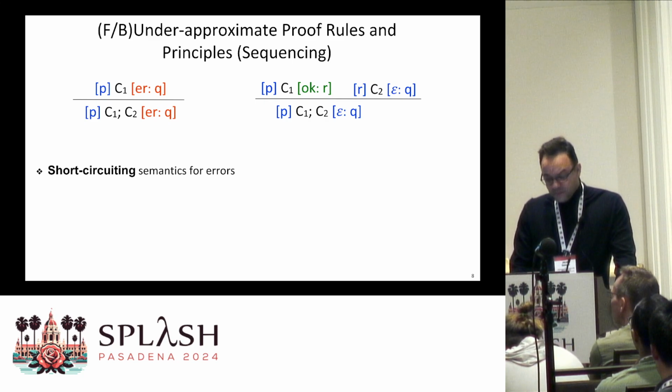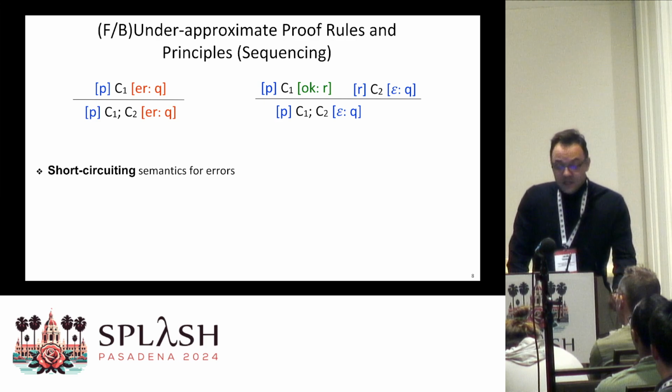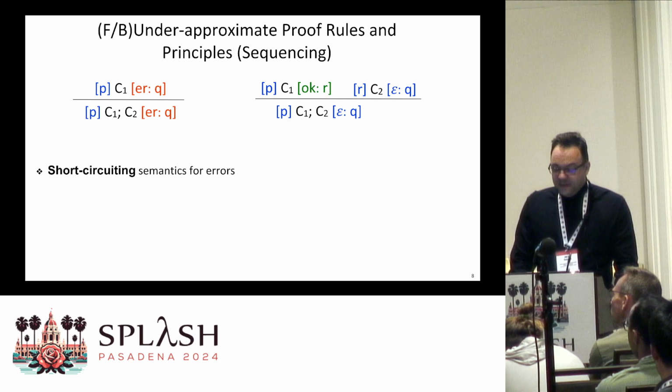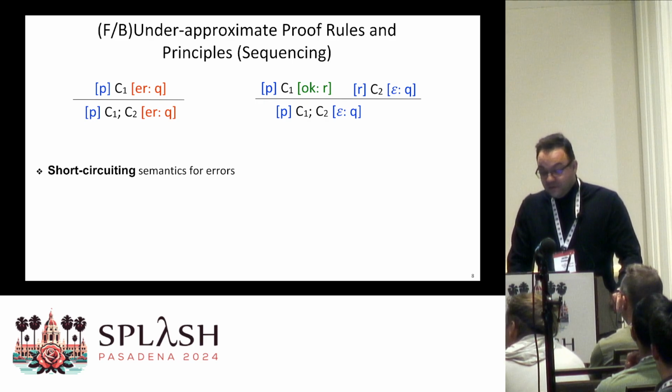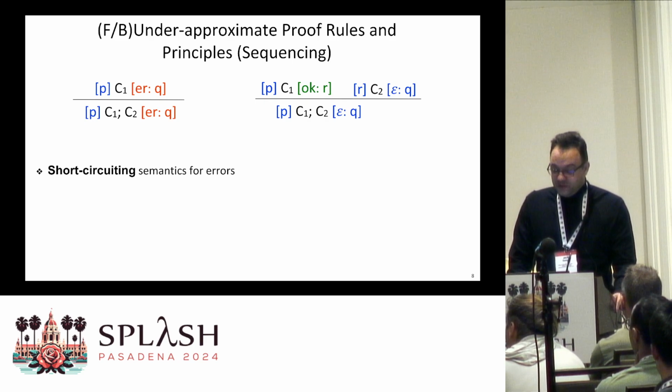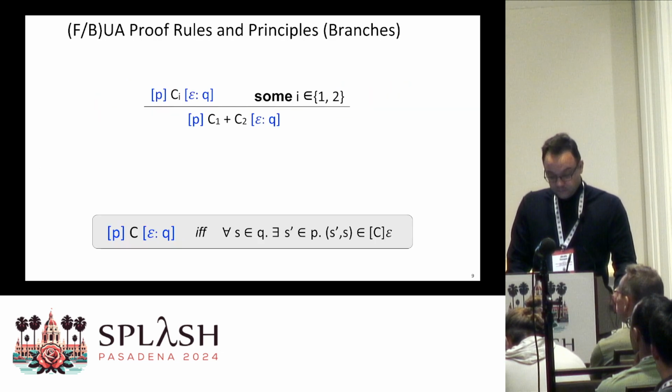Q. In incorrectness logic, on top of that, you can use something called short-circuiting, where if you know that C1 starting in P goes to an error state satisfying Q, you know that any sequential composition, C1 compose C2, say, will also lead to a post-condition, error post-condition Q.